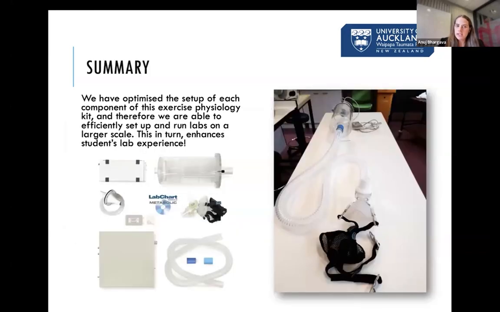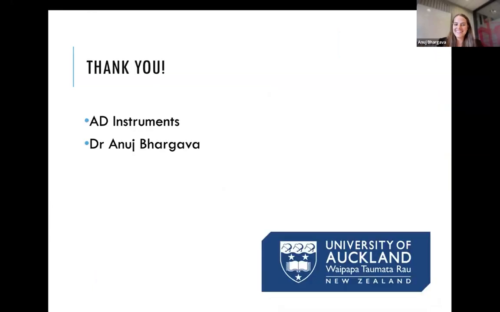So in summary, we have optimized the setup of each component of the exercise kit, and therefore we are able to efficiently set up and run labs on a large scale. And this in turn enhances the students' experience. And that is me. Thank you.